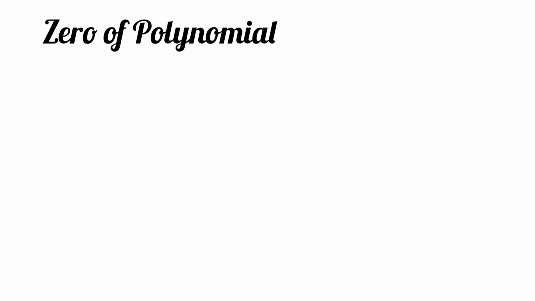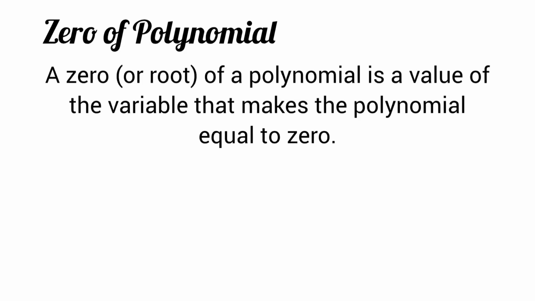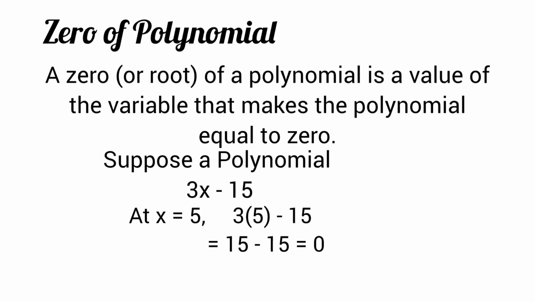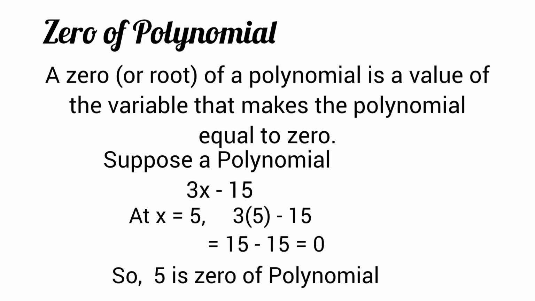Next, what is the zero of the polynomial? A zero or root of a polynomial is the value of the variable that makes the polynomial equal to 0. Let us see one example here. Suppose 3x minus 15. In the place of x, if you write 5, we get 15 minus 15, 0. So this 5 is called the zero of the polynomial.